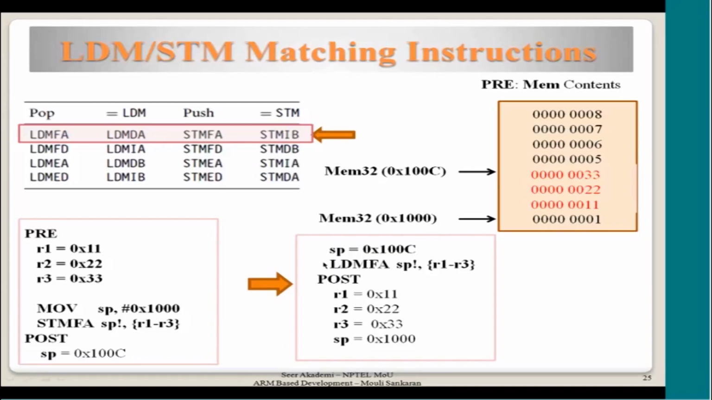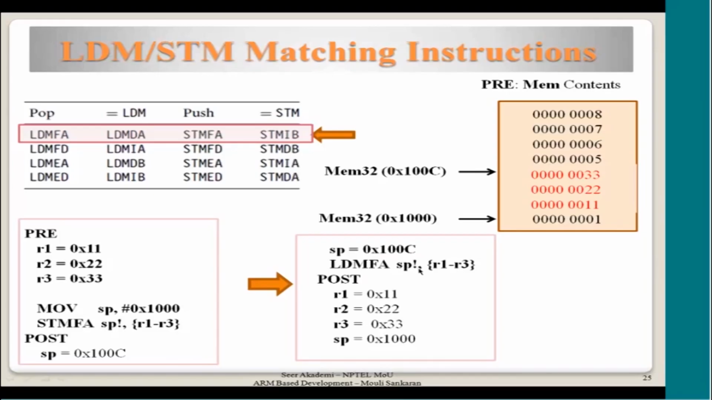Now, what is the mapping for LDM FA? If you do the same thing, SP is also not disturbed. After this, whatever the SP value is, you should also have that. Then this instruction will do the same thing. Please remember when you are using this, you can use SP here. Okay, that means you are doing a stack operation, so it will be very clear to you. But you are not restricted to only use SP here. You could use any registers.